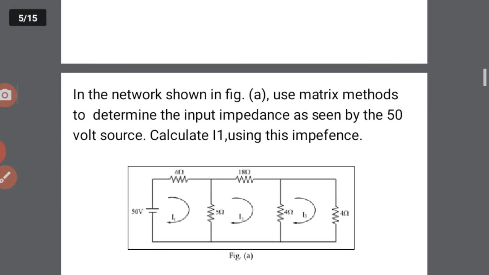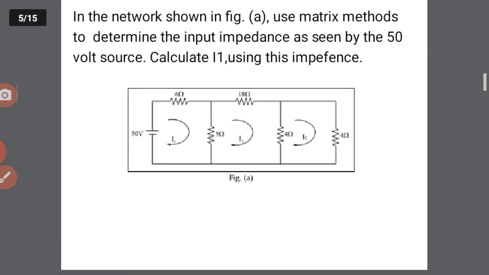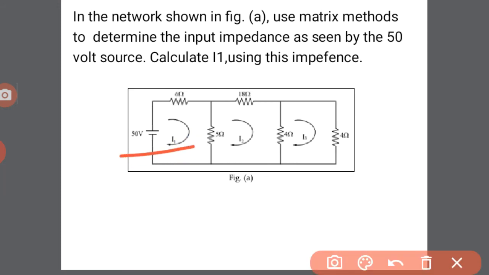Okay, next let's go for another example. In this example you have to determine the input impedance as seen by the 50 ohm voltage source, and calculate I1 using this impedance. It is not inference, that is impedance. In this case you have to find the input impedance, and at the same time find the I1 current within the first loop.